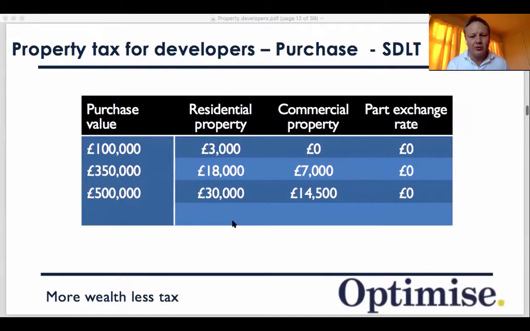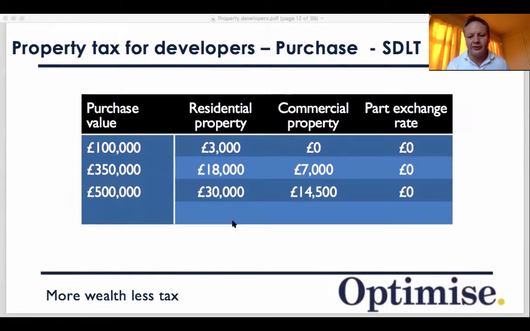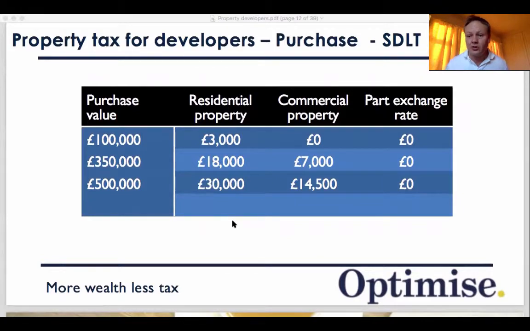I'm just going to give you a bit of an idea of the comparisons on this. I always think that numbers help you get an idea. So if you've got a purchase value of £100,000 on a residential property, the SDLT charge would be £3,000. And that's because of the 3% surcharge, by the way. Now, if you buy commercial property, you pay 0 SDLT. And if you did a part exchange, as we said in the other slide, then you would pay £0 SDLT as well.